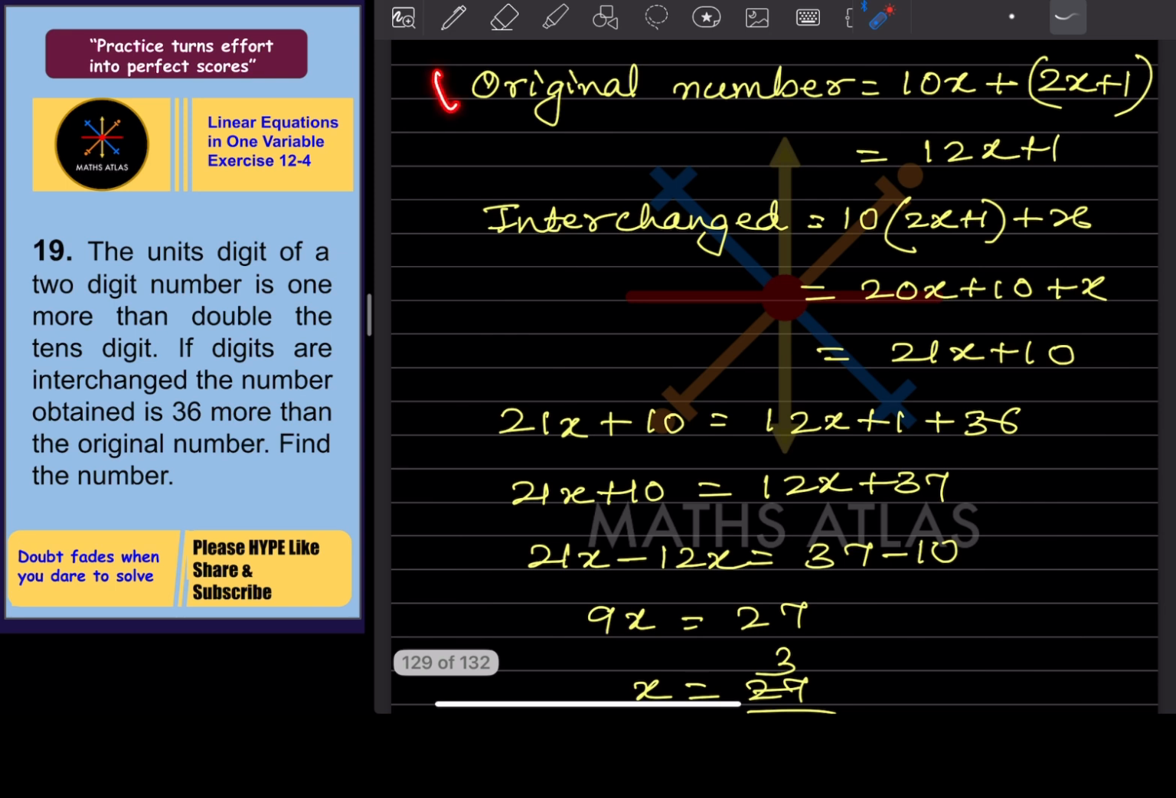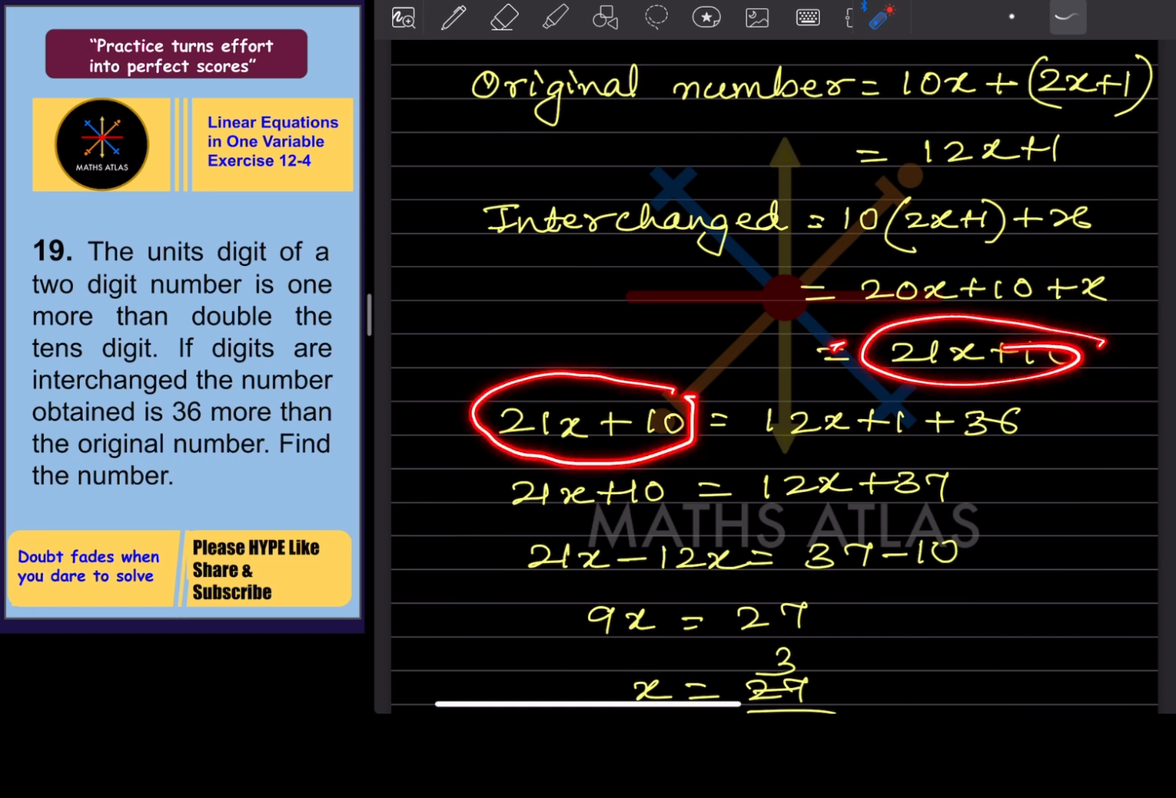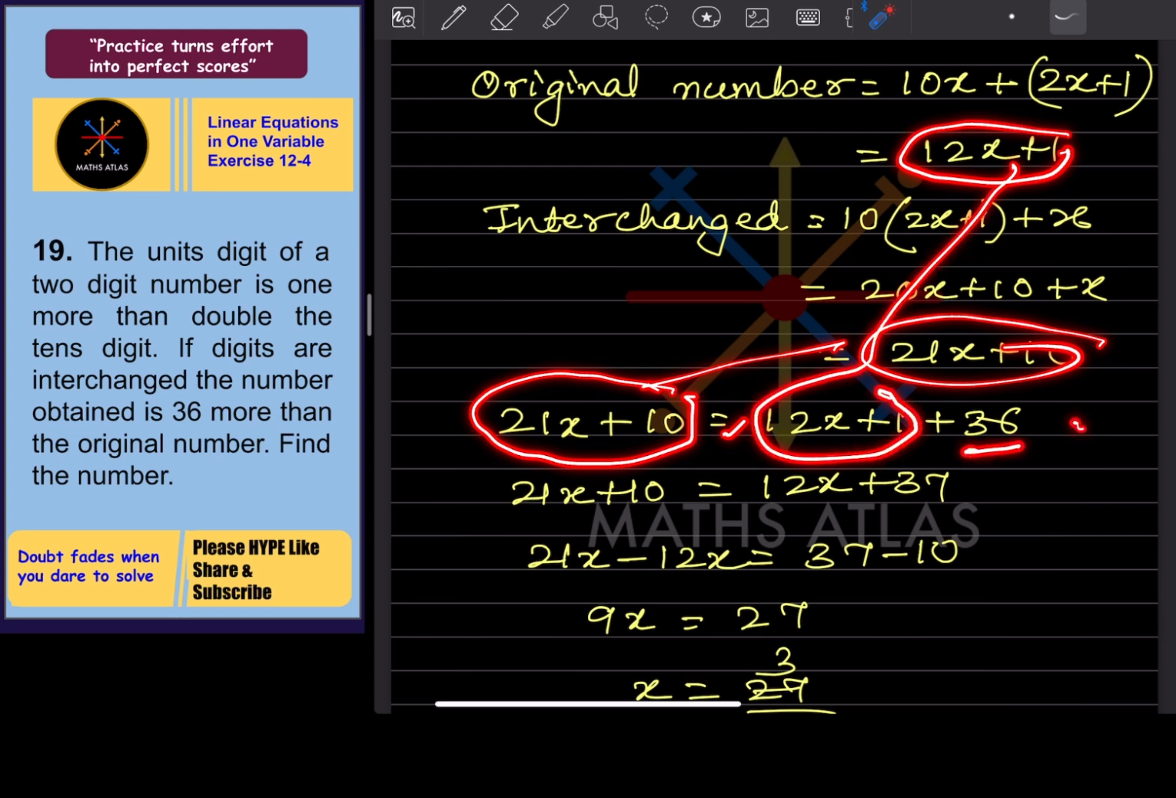So now these two things, once we get this equation, we can make it easily. If digits are interchanged, we get the number obtained is 36 more than the original number. What is the original number? 12x plus 1. So this is 12x plus 1. 36 more means plus 36. So now it is easy to write this equation.